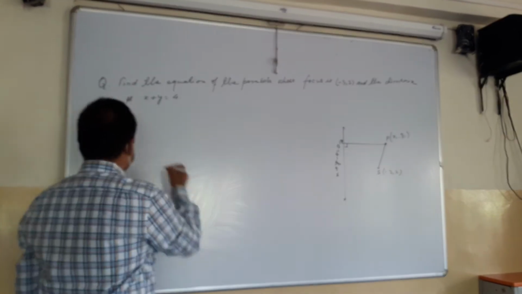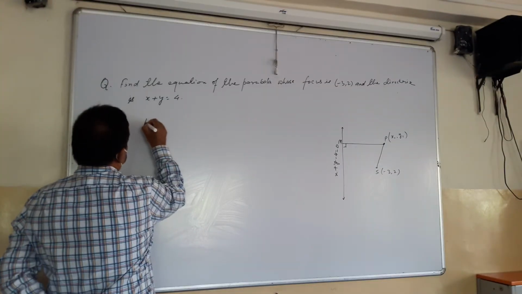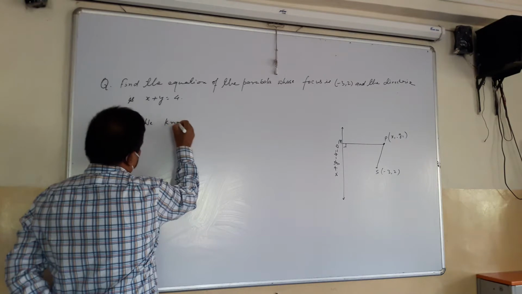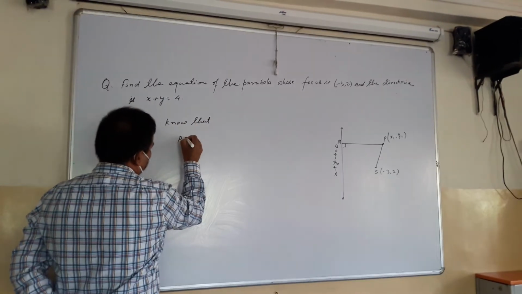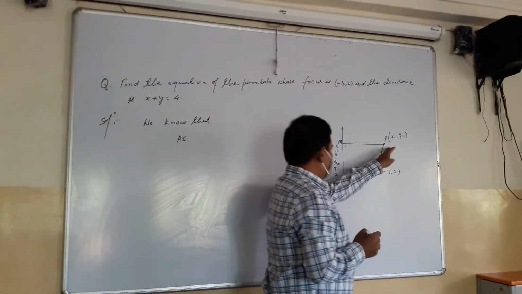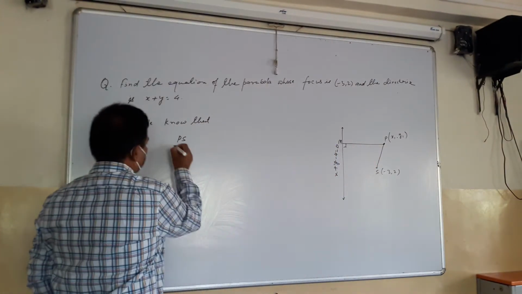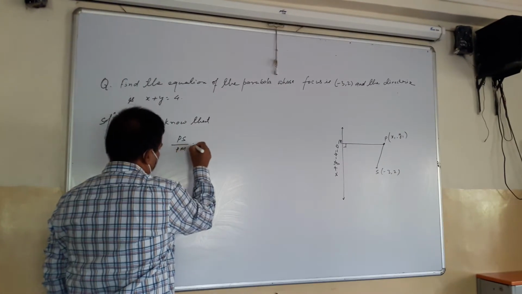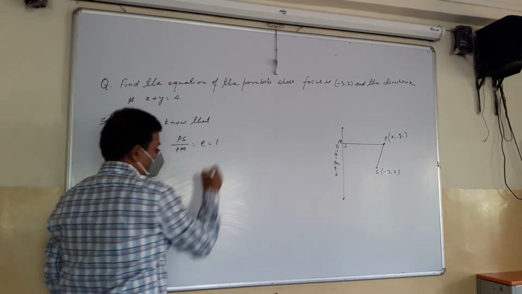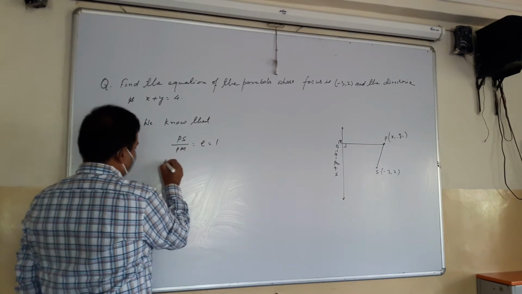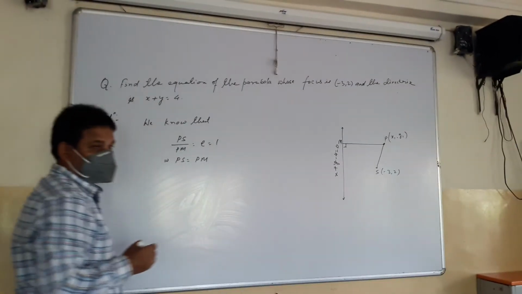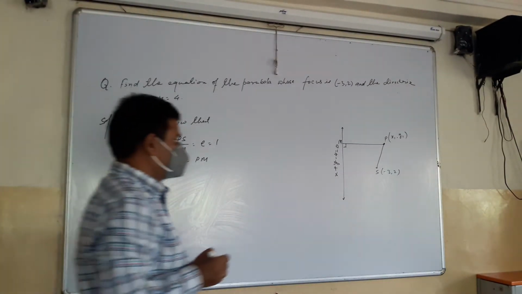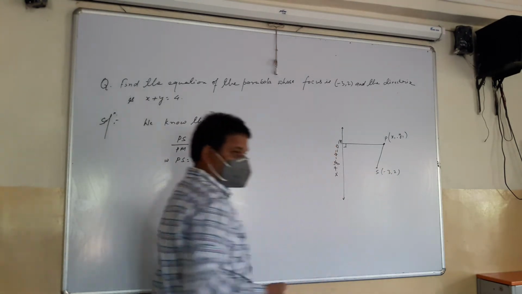So we know that PS over PM is equal to the eccentricity, which is equal to 1. So it means PS is equal to PM. Now use the distance formula.